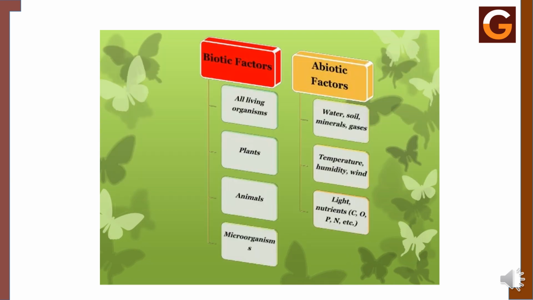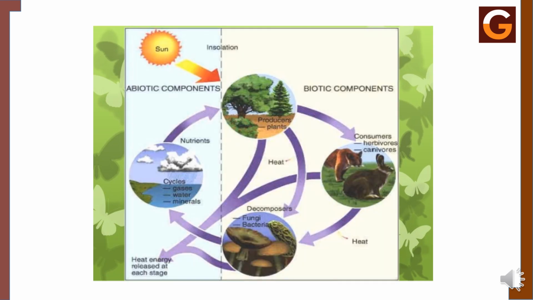So when coming to the biotic factors, as it has been earlier told, it includes the living components, wherein which it includes the plants, animals as well as microorganisms. When coming to the abiotic factors, it includes the non-living component, which includes water, soil, temperature, nutrients, etc. This picture shows how the abiotic as well as the biotic components are interrelated with each other.